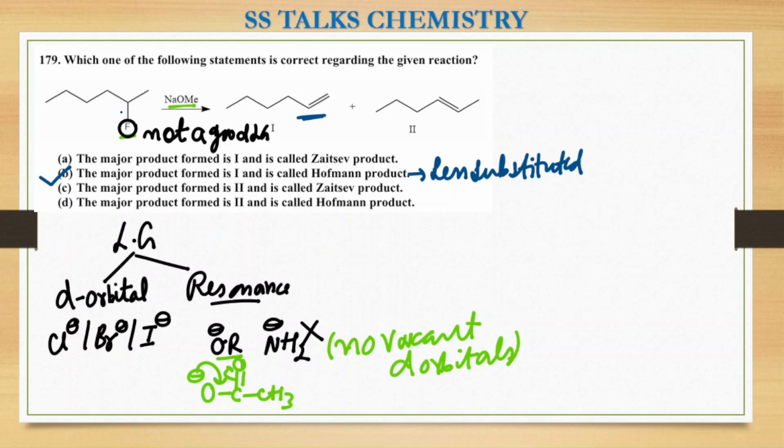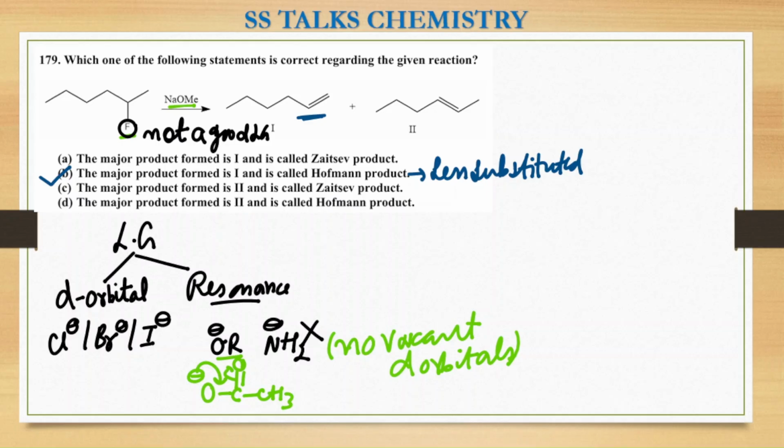Had it been the scenario that instead of fluorine, we were having bromine or iodine as a leaving group, in that case, this would have been the zigzag product, a more substituted alkene, that is the second option, which would have been formed in that case. But here the first is going to be the major product and it is called the Hofmann product. Okay. So moving on to the next one.